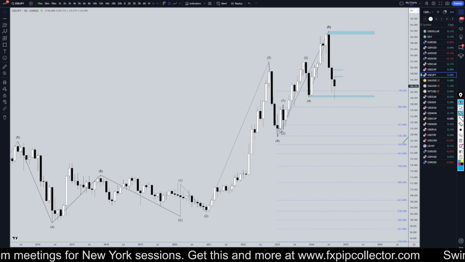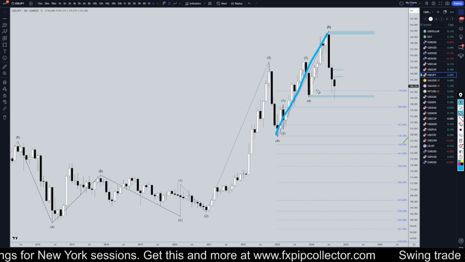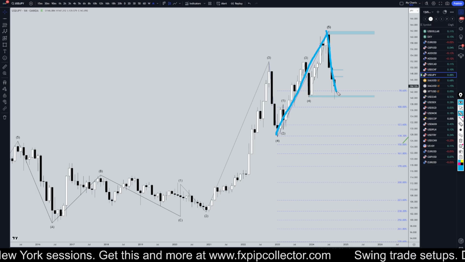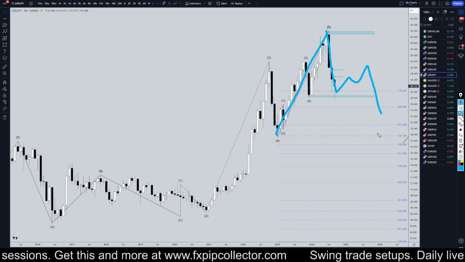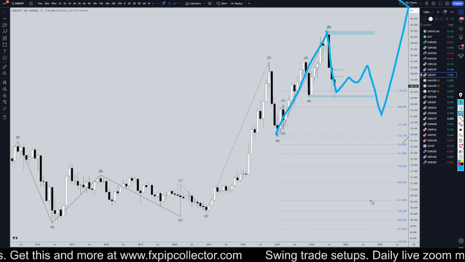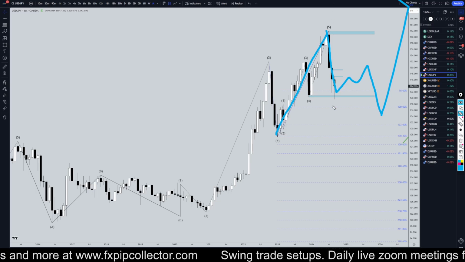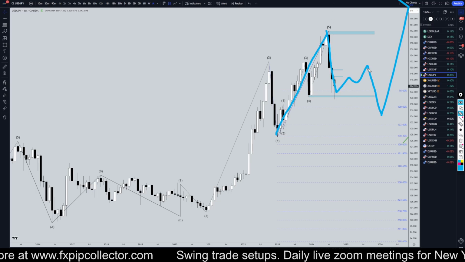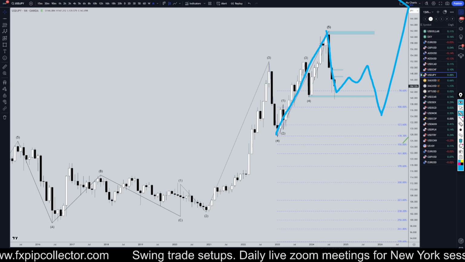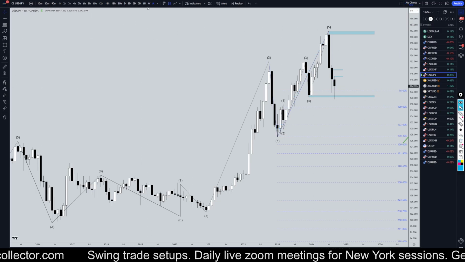Possibility number two is that it could be a corrective to this last 5 waves up. If that's the case, then it would be a 1, 2, 3, A, B, C, and then continue the uptrend. So as you notice, either scenario, it makes impulsive down, corrective up. So at this point in the pattern, it's definitely not really important to know the difference yet.